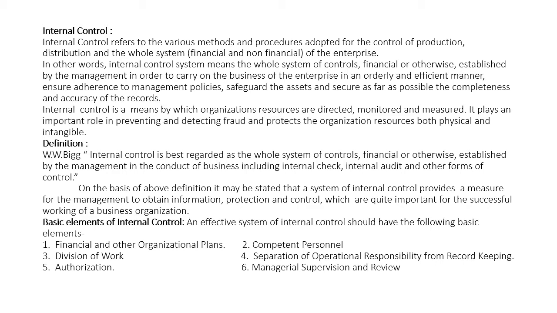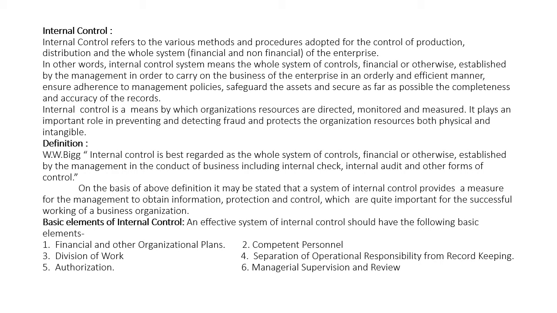On the basis of this definition, it may be stated that a system of internal control provides a measure for management to obtain information, protection, and control, which are quite important for the successful working of a business organization. It means successful operations of business organizations ultimately depend upon the internal control system followed by the organization. So for applying an internal control system, it is necessary to see what the basic elements of internal control are. An effective system of internal control should have the following basic elements.